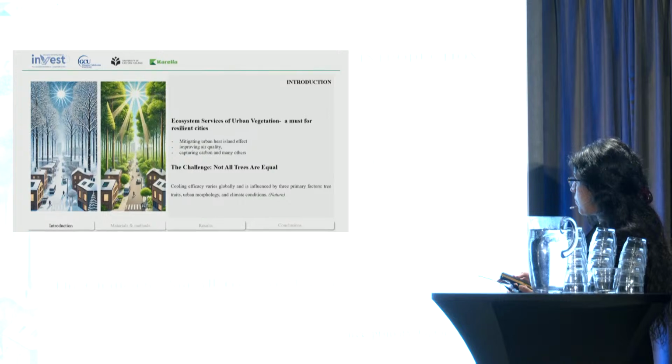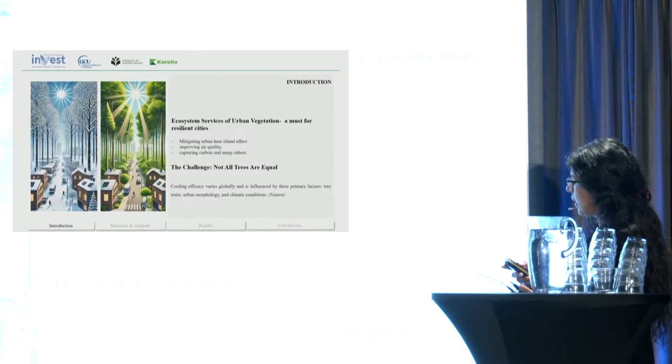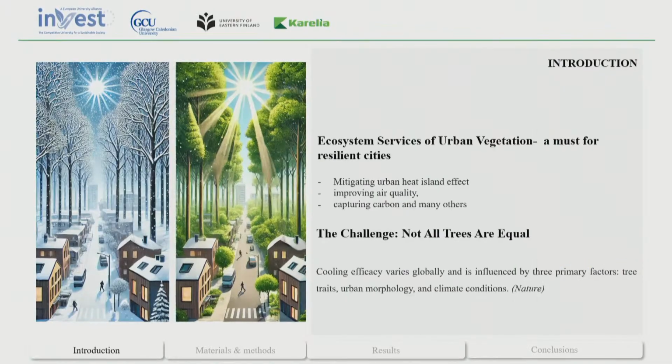Ecosystem services of urban vegetation, a must for resilient cities. How could urban vegetation contribute to the resilience of cities? Mitigating the urban heat island effect, which we all know about, improving air quality, capturing carbon, and many others. But the challenge is that not all trees are equal, because we need to think about the contextual situation, urban morphology, the tree traits, and the climatic conditions.